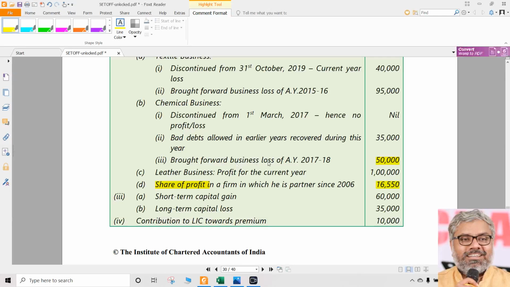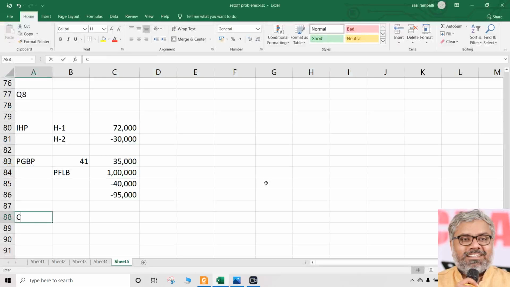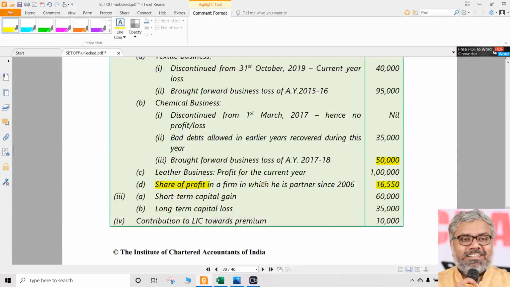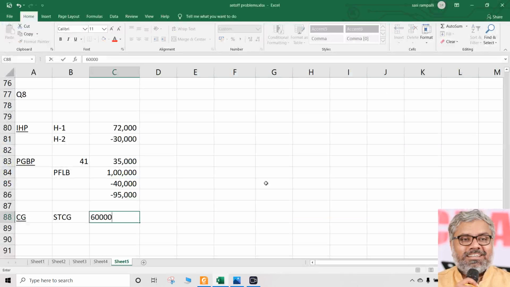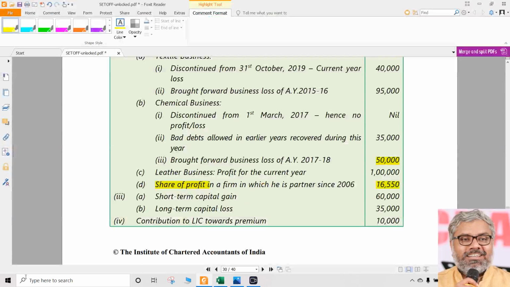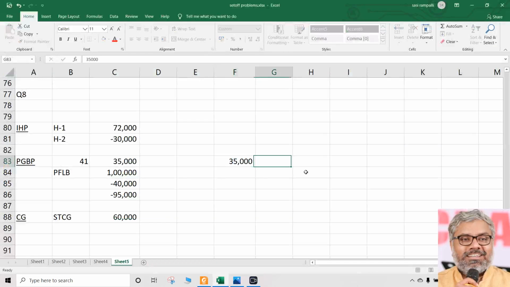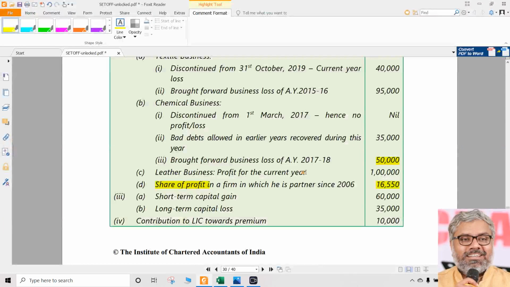So here we have short-term capital gain under the head of capital gains. These are heads of incomes. Within that, we have to write clearly what each of them is. So we have short-term capital gain under the head of capital gains, that is 60,000 rupees positive. Fine. Long-term capital loss cannot be set off against short-term capital gains. So this long-term capital loss of 35,000 can be carried forward for a period of 8 more years. And in future also it can be set off only against long-term capital gains. That point has to be written very clearly.